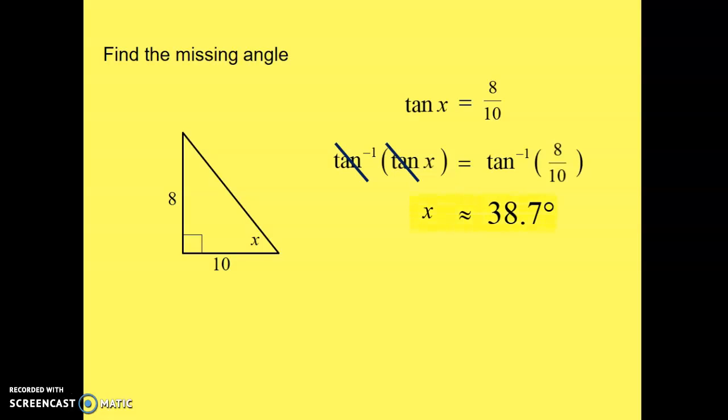Same thing for these. I didn't mention the last problem, but all I need to see is the setup. The tangent of x is equal to 8 over 10. Right? And then if you're solving for the variable of x for the angle, then you do the inverse.